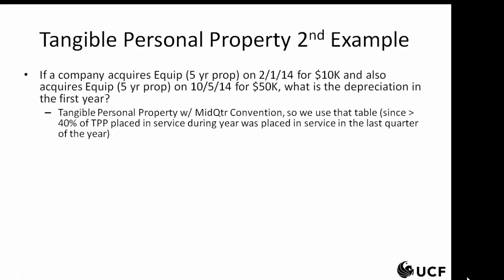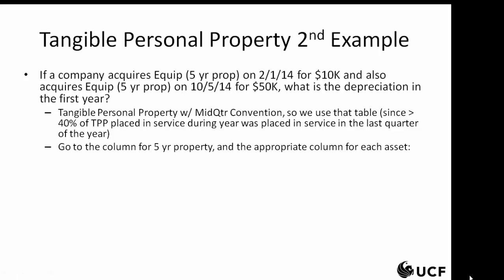Now we have tangible personal property again, but now we have to use the mid-quarter convention, so that's the table we're going to go to, since more than 40% of the tangible personal property that was placed in service during the year was placed in service in the last quarter of the year. $50,000 is more than 40% of the $60,000 that was placed in service during the year. We then go to the column for 5-year property and the appropriate column for each asset.